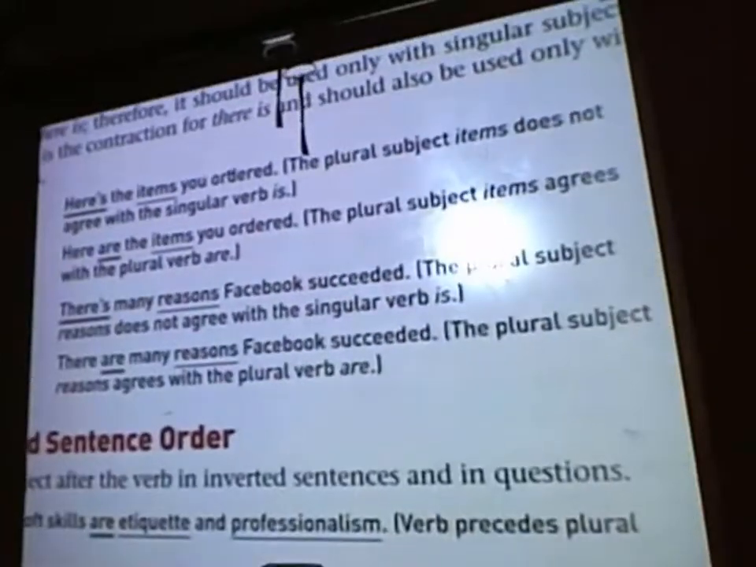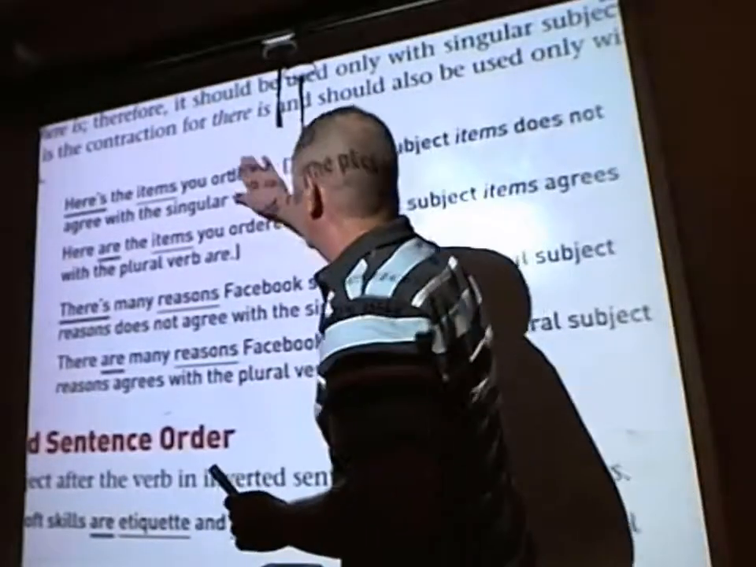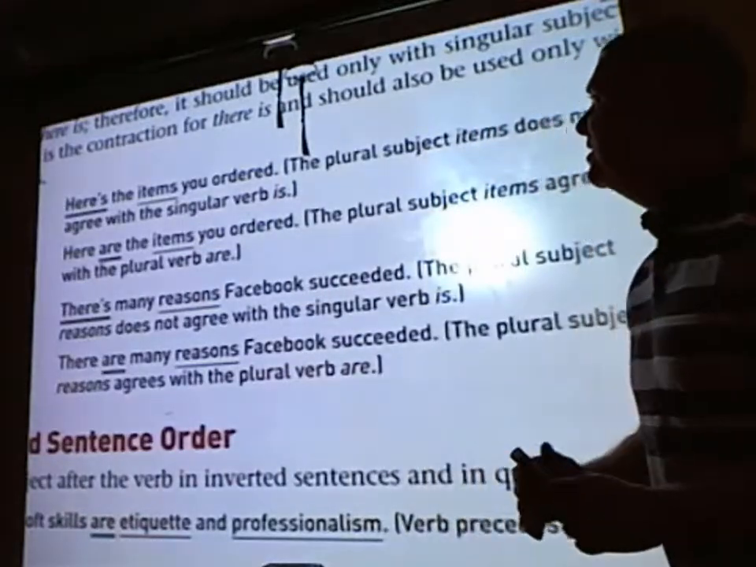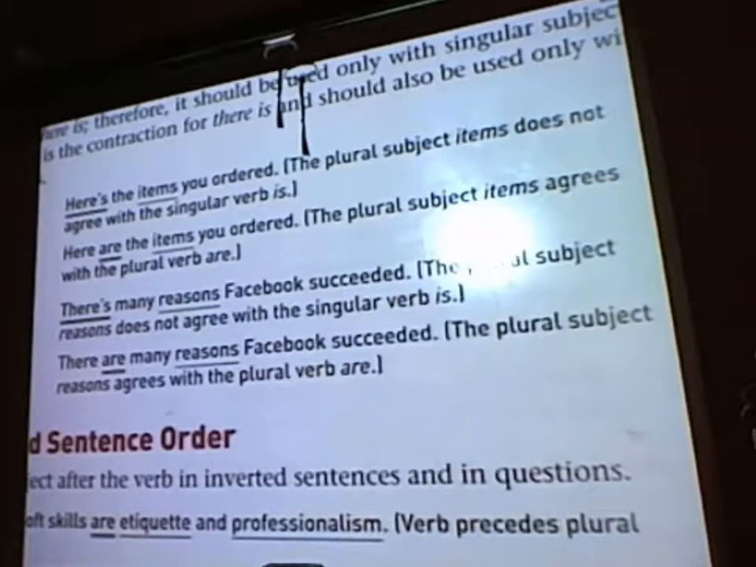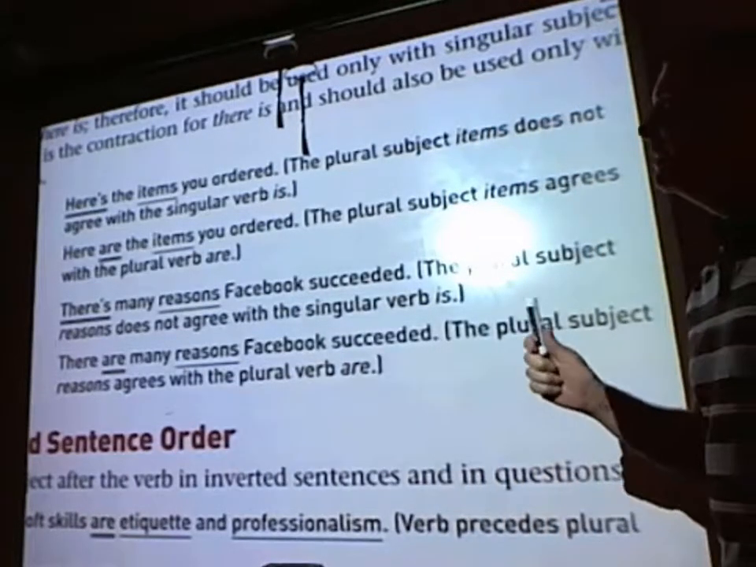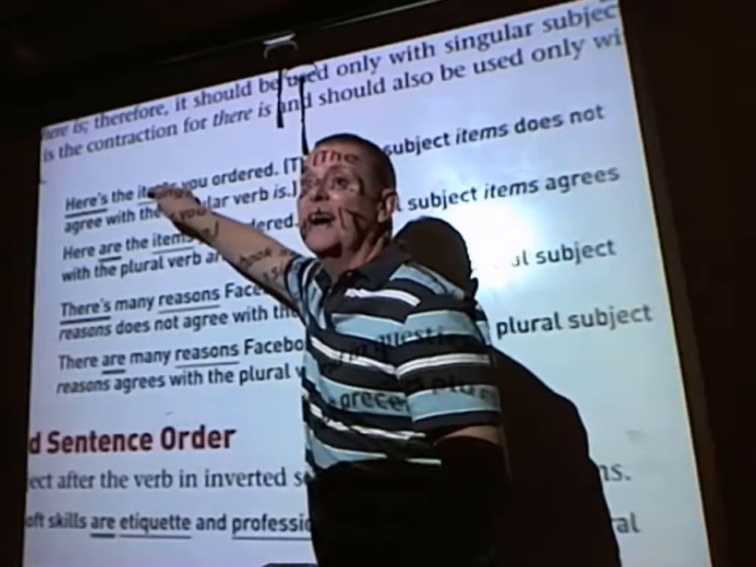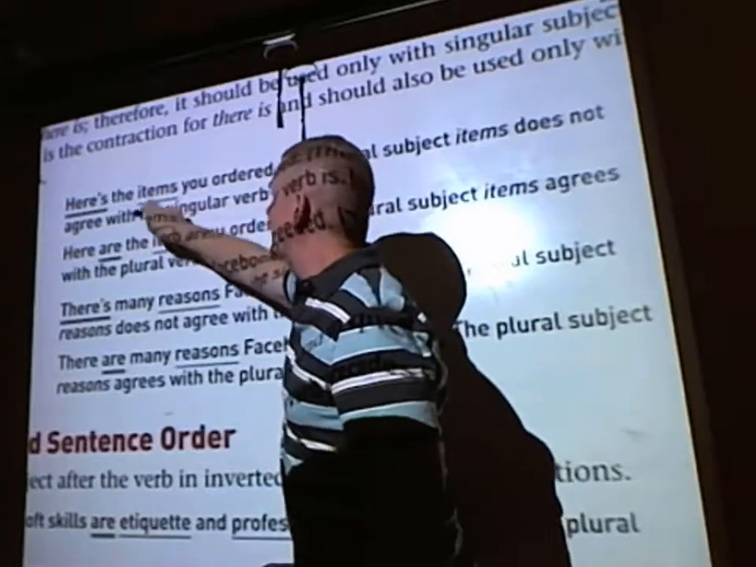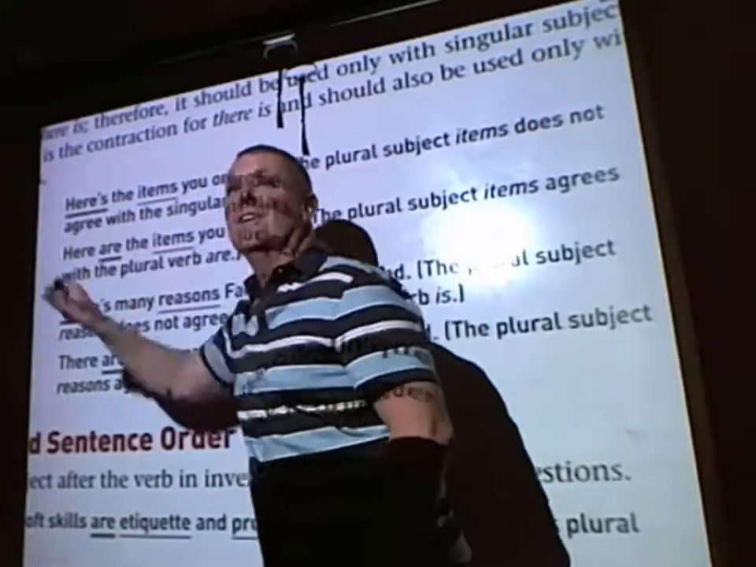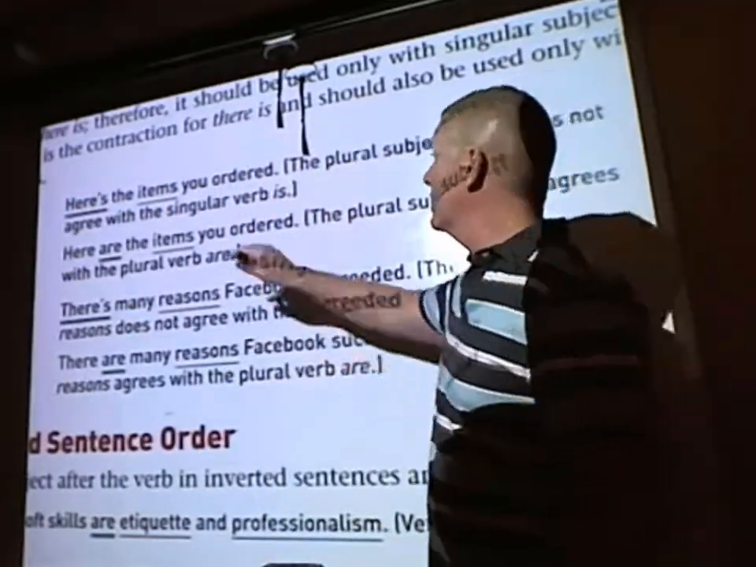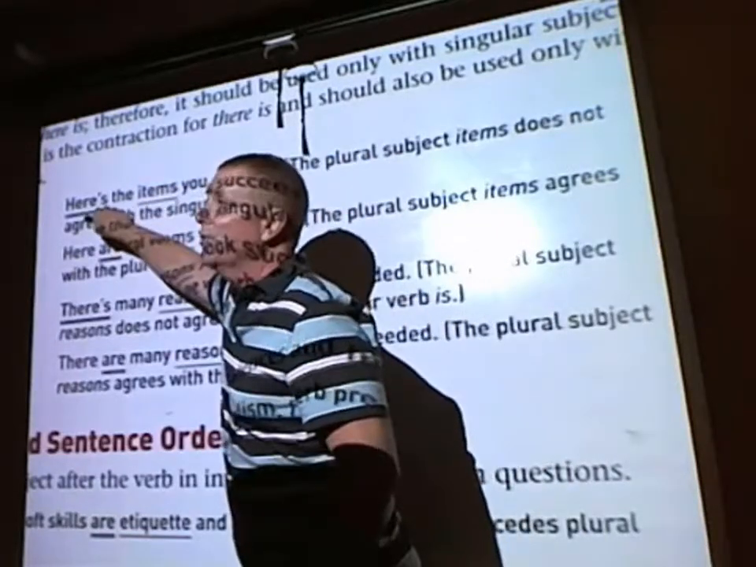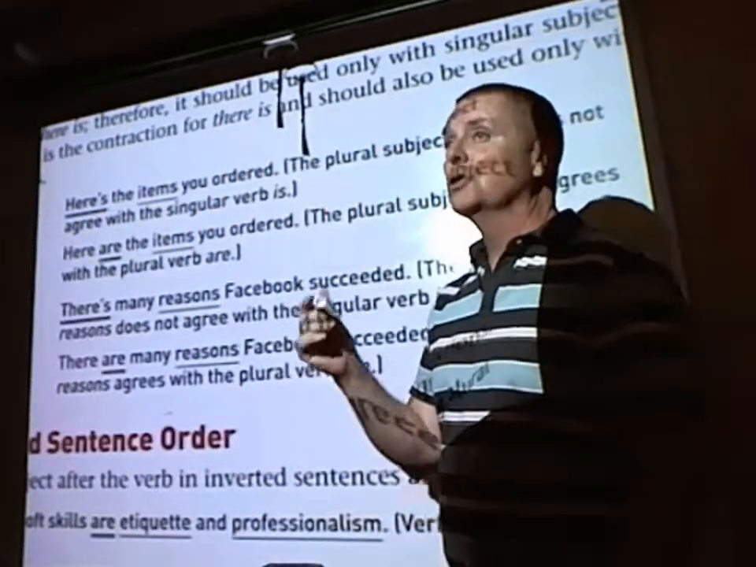It continues with this one with the here and the there. Here is or here are the items you ordered. This is really important in this particular case because the word items is the main idea, which is plural. So if I'm saying the items is here, I have a plural subject and a singular verb, which you cannot use. So it should read, here are the items you ordered, as illustrated right here.